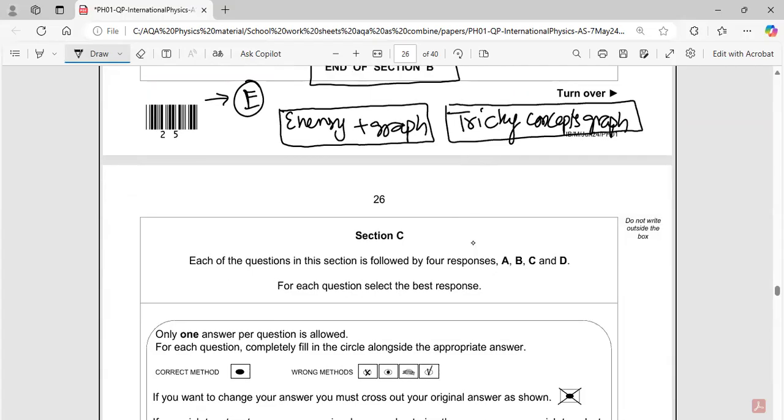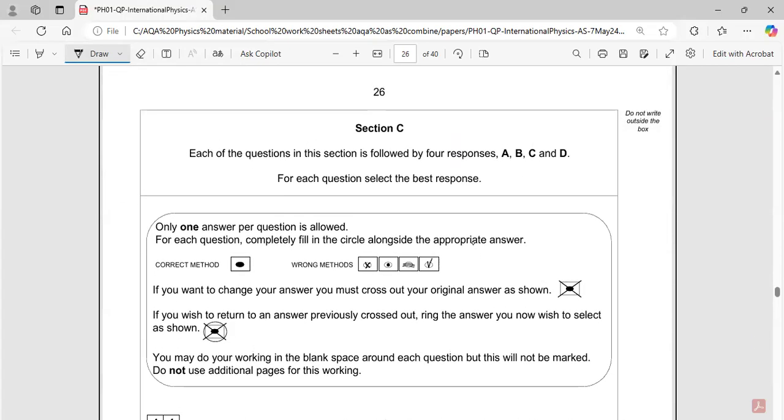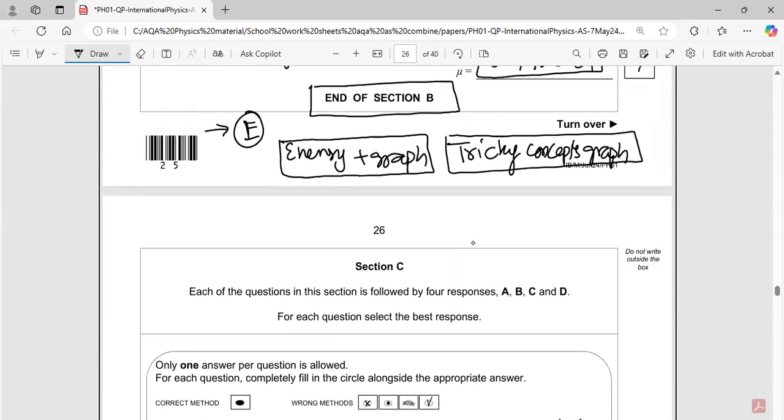That will be the MCQ section, and there are 14 MCQs. So just wait for that video, and that will be launching soon.